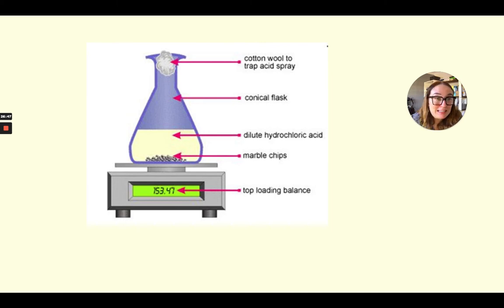That cotton wool is there to stop any spray of acid. Okay, sometimes these reactions can be quite vigorous, especially if you use a strong acid and very small marble chips. Then you're going to have quite a vigorous reaction, lots of bubbling, and you don't want to lose any acid, because if acid spits out, it's going to make your results unreliable again, because it's going to look as if you've lost lots of reaction mass due to the actual reaction itself, when actually you will have just lost it because it spilled over the sides.